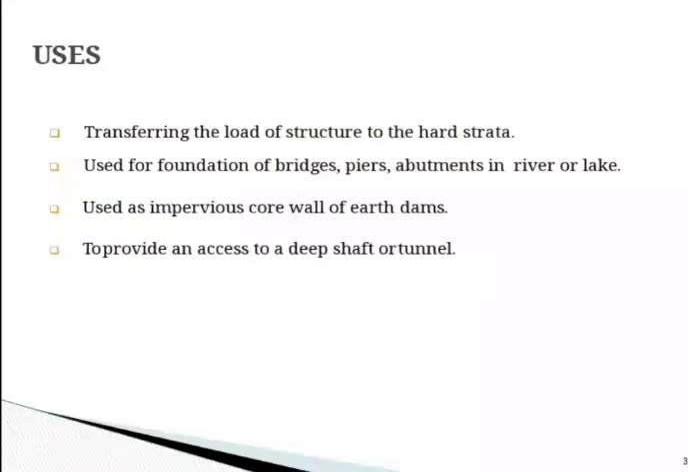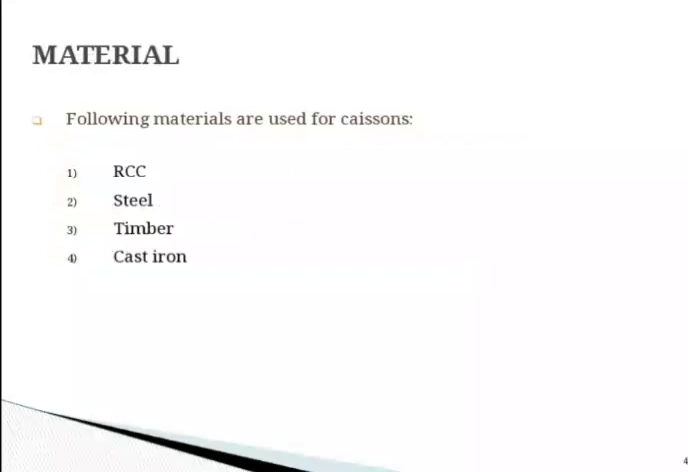Uses of it: transferring the load of the structure to the hard strata, used for the foundation of bridges, piers, and abutments in a river or lake, also used as an impervious core wall of earth dams and to provide access to a deep shaft or tunnel. Now, the following materials are used for the caisson: first RCC, then steel, then timber, and then cast iron.